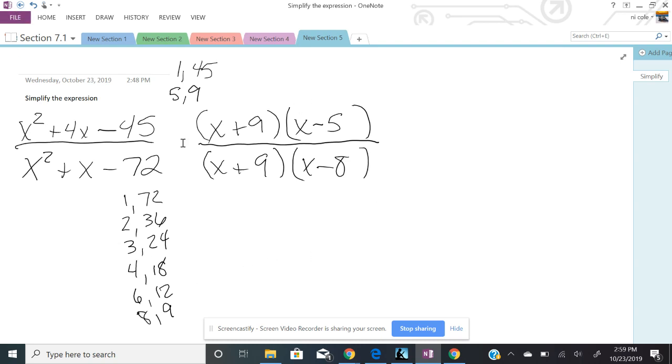I can look. I've got a 9x plus 9 and an x plus 9, so I can cancel, leaving me x minus 5 and x minus 8. There's nothing left to cancel, so the answer is just x minus 5 over x minus 8. You may put parentheses around the x minus 5 and the x minus 8.